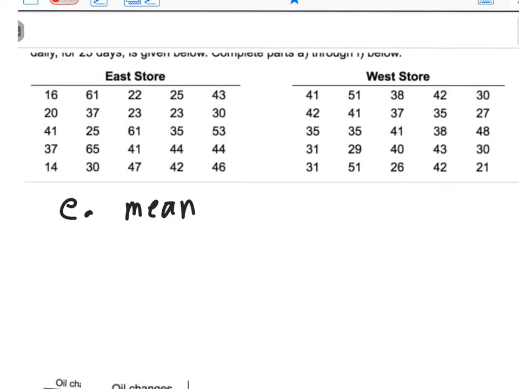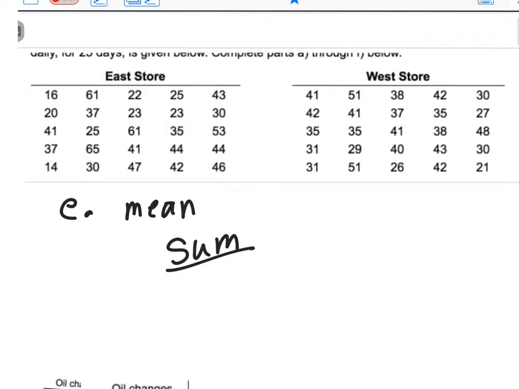So now we used a histogram to estimate whether they appeared to have the same mean. Now part E is asking us to literally calculate the mean and see whether or not our determination from the histogram was correct. Remember, to find the mean of a set of data, you're going to add all the numbers together. So in other words, you're going to find the sum, and then you're going to divide by how many numbers there are in that data set.